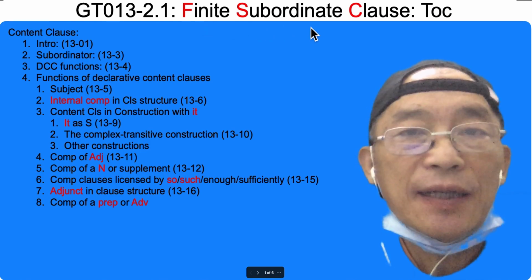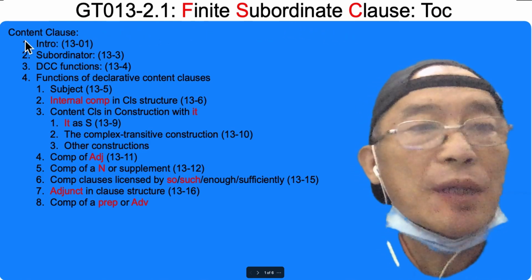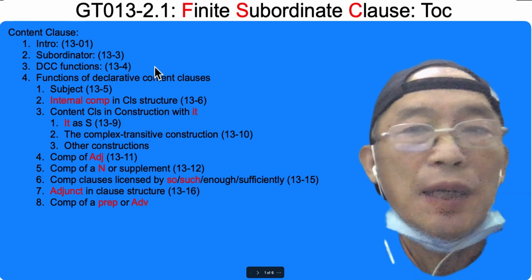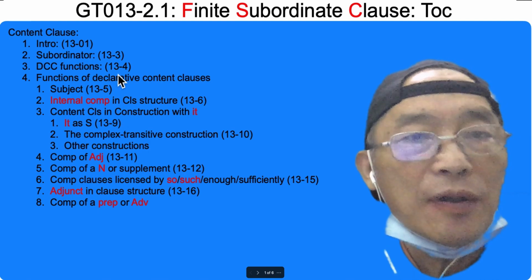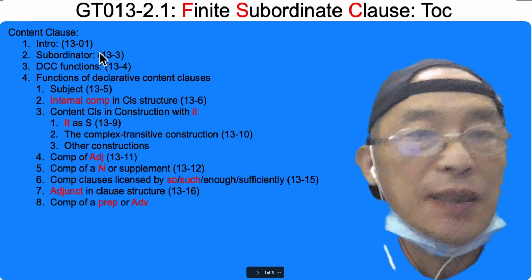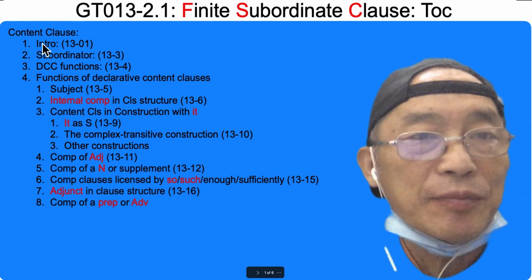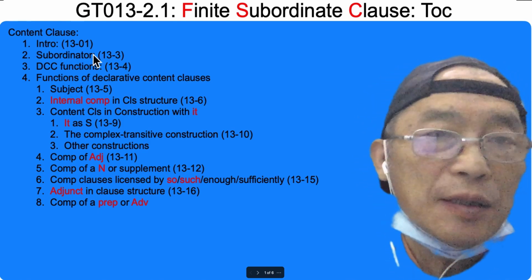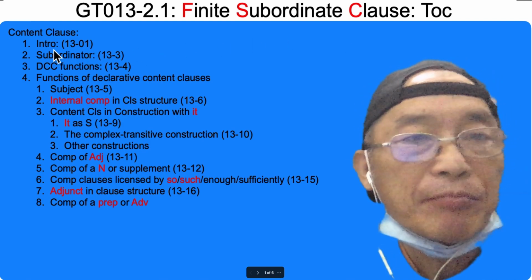So, finite subordinate clause. We are talking about content clause. And this is the table of contents for all the 40 videos, minor grammar tricks on content clause. So let's take a look at the table of contents.